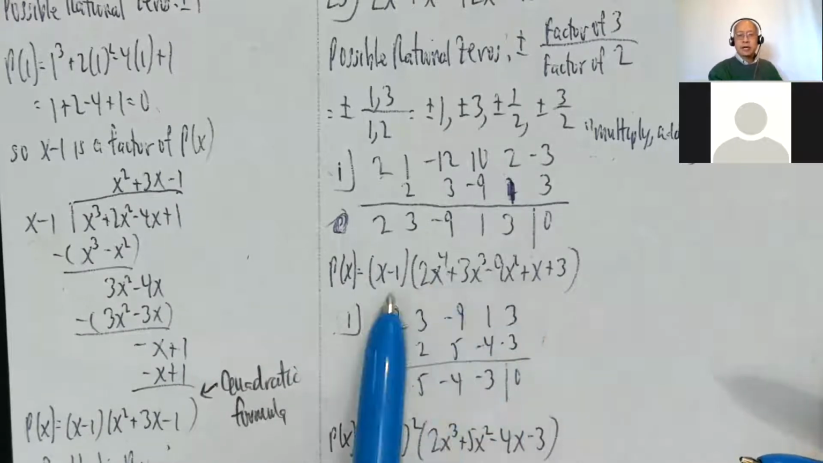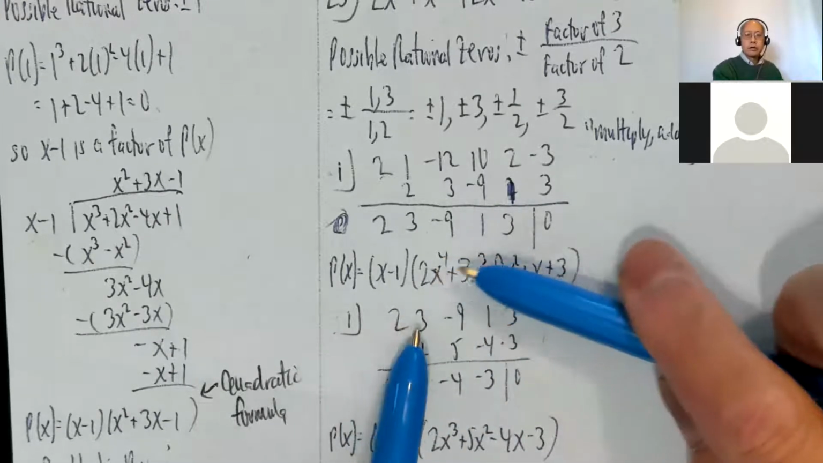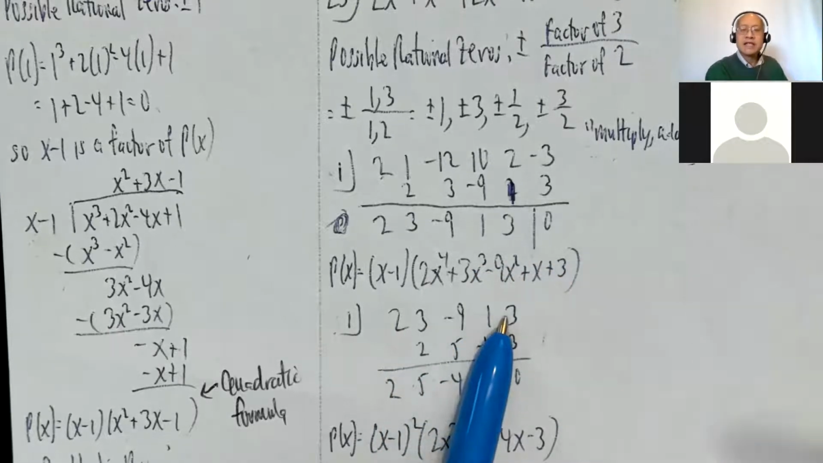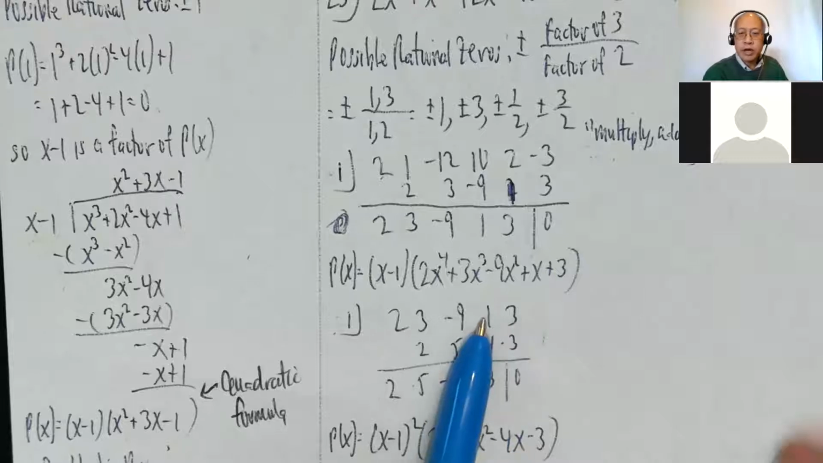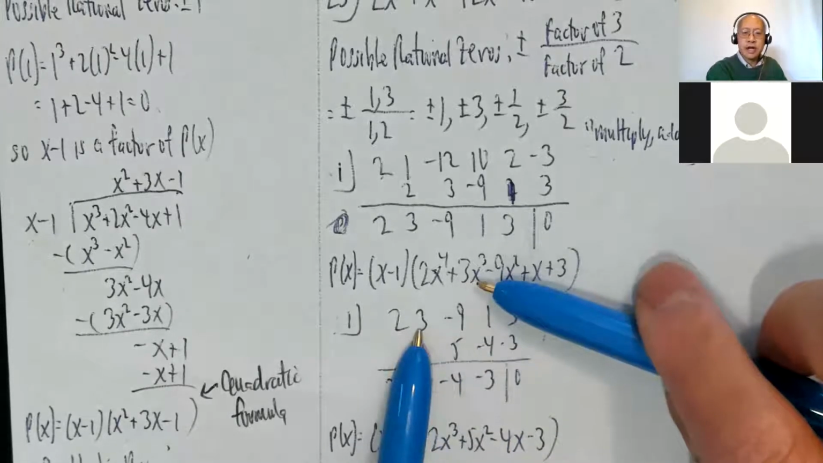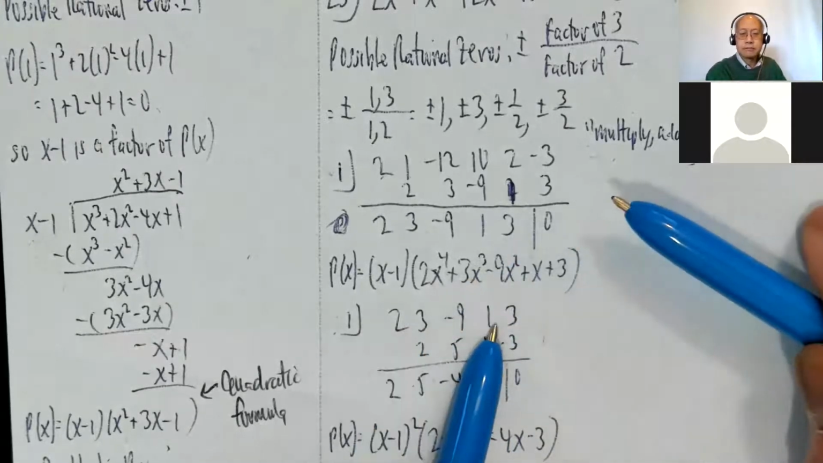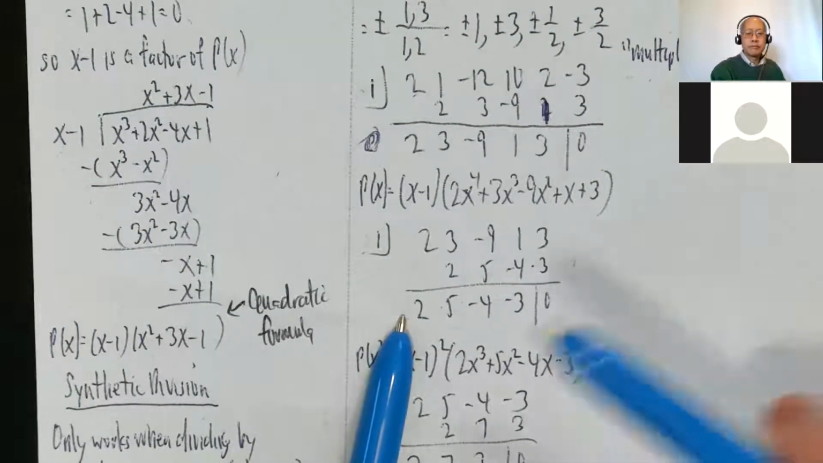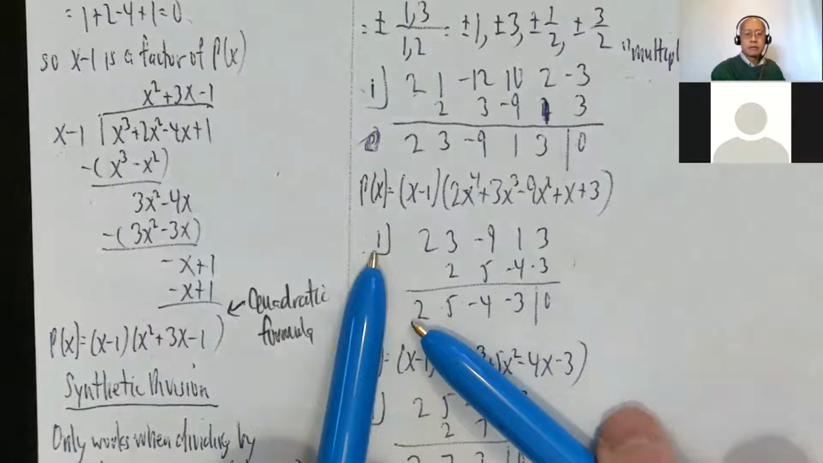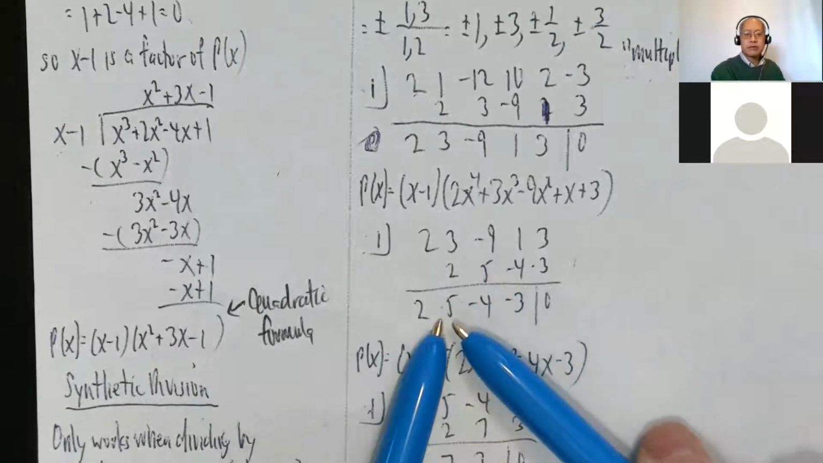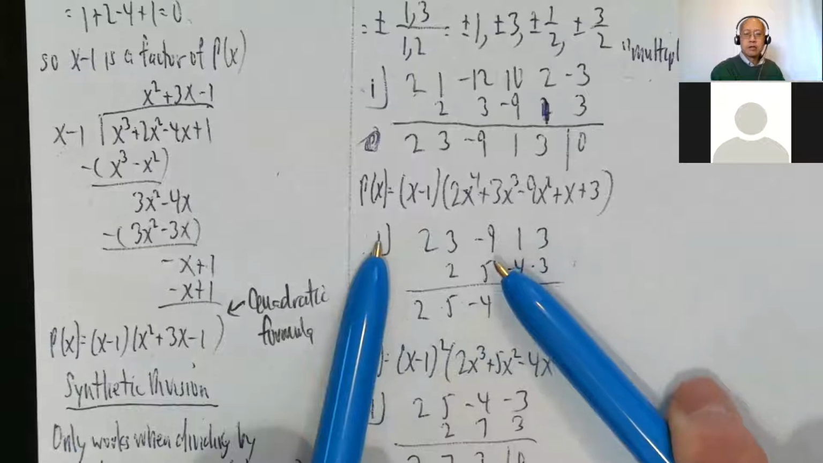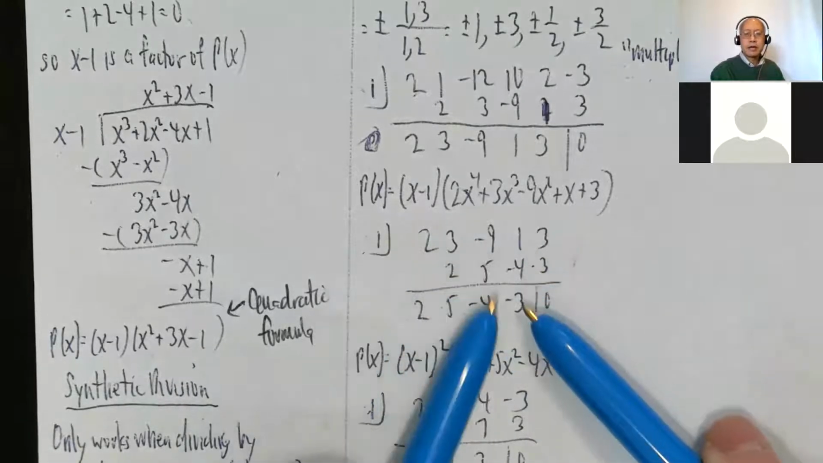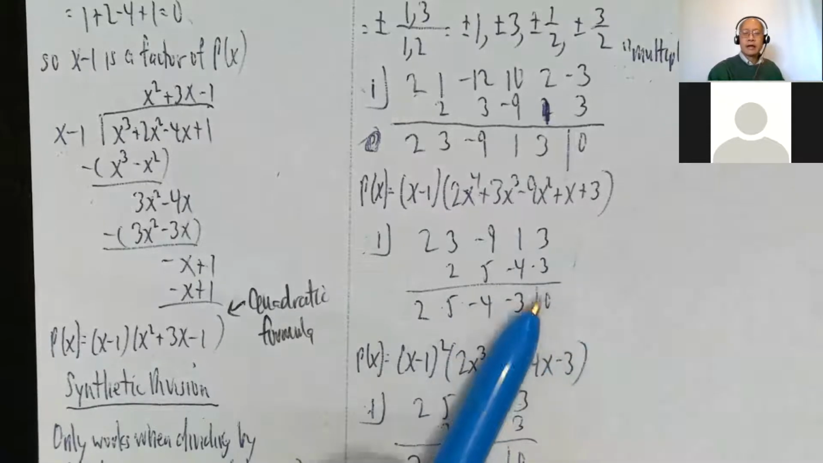And instead of writing all the x's, just write, notice, 2, 3, negative 9, 1, 3. It means the same thing as 3 ones and 1x and negative 9x squared and 3x cubed and 2x to the 4th. We're just not writing it. Okay, first number comes straight down. Multiply, 1 times 2 is 2, add, 3 plus 2 is 5. Keep doing the same thing. Multiply, add. Multiply, add. Multiply, add.